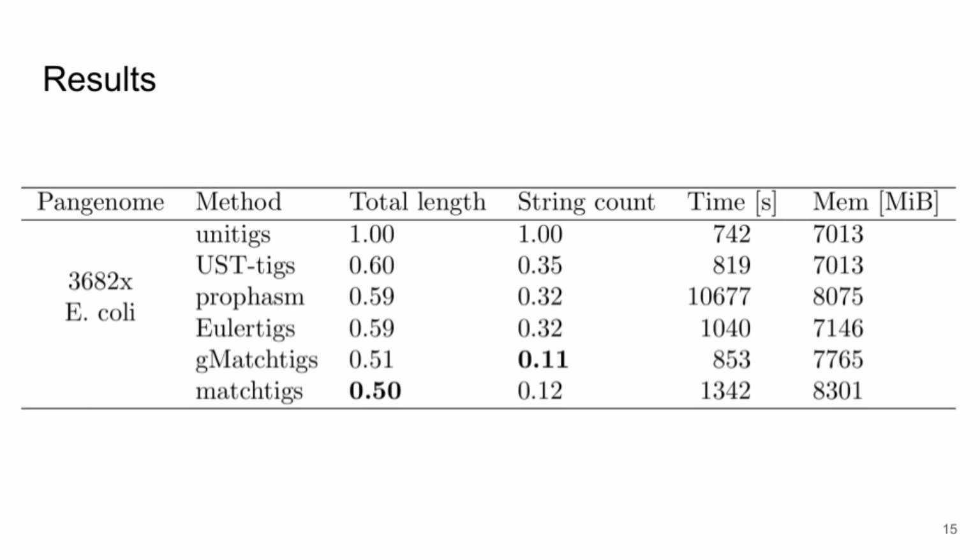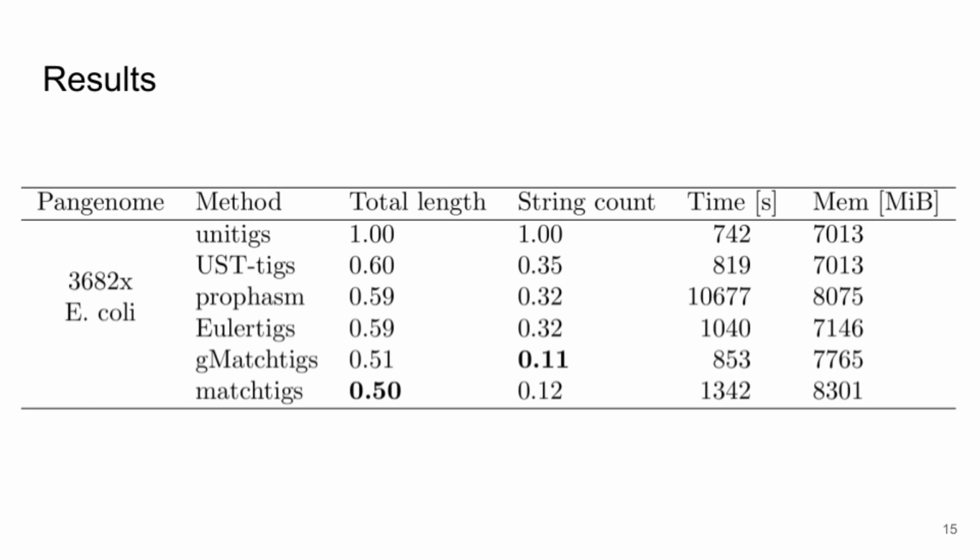Then we have Euler-TIGS, which is the solution which solves the problem without repeats by just making the graph Eulerian and finding the Eulerian cycle. Then we have G-matchtigs and matchtigs. So G-matchtig is the greedy solution for the variant of the problem which allows repeats. And matchtigs is the one which uses the minimum weight perfect matching solver to find the optimum solution.